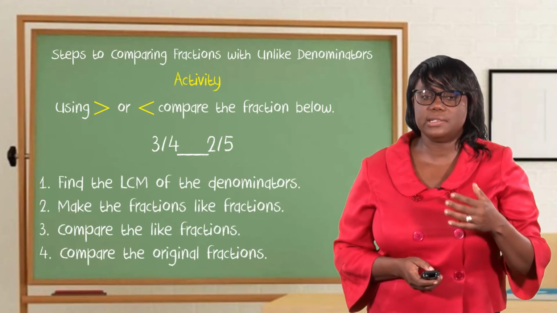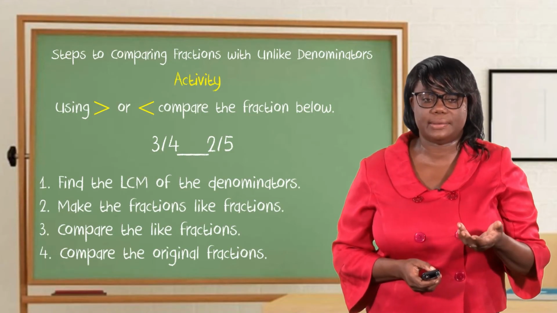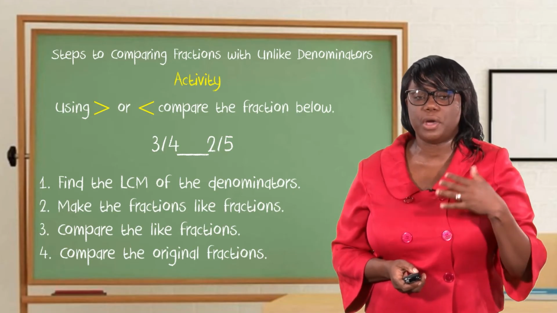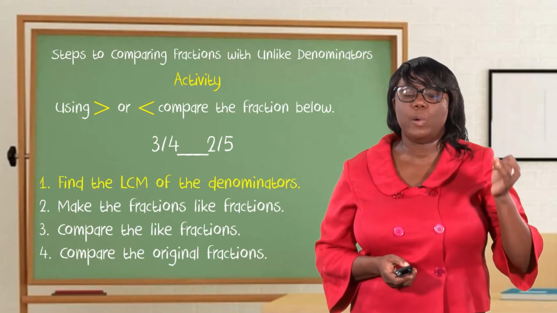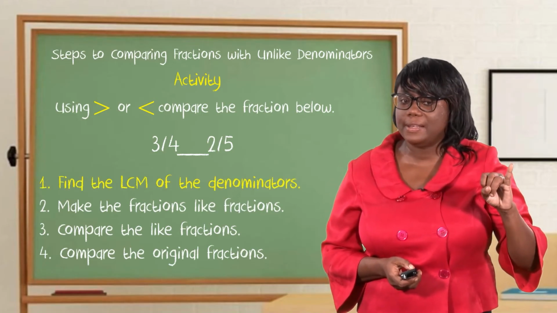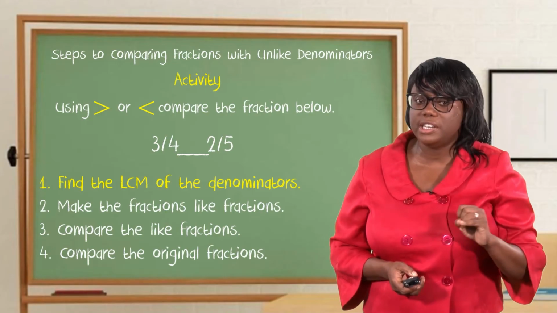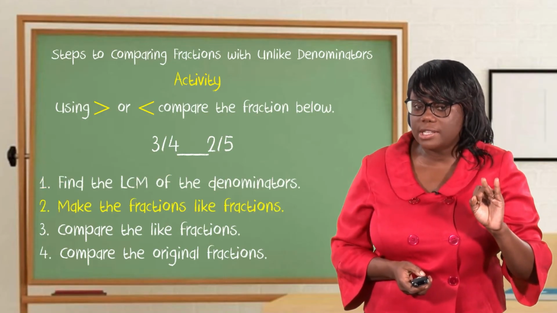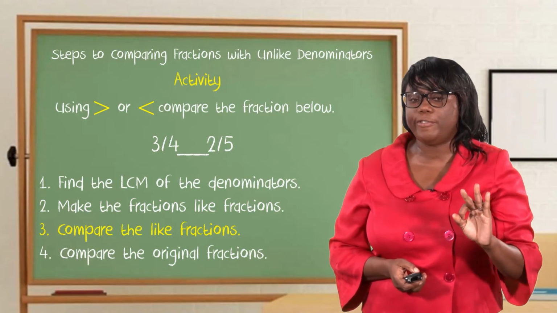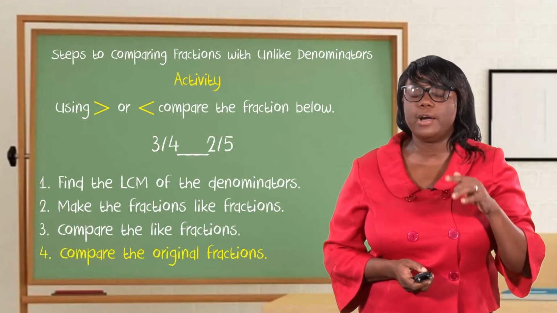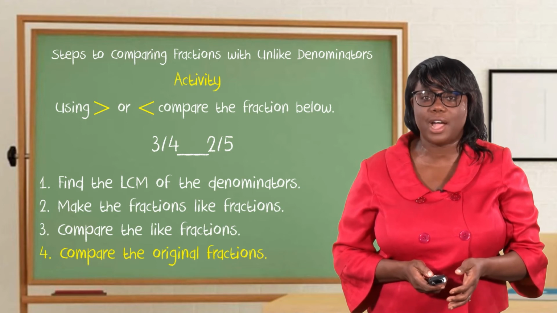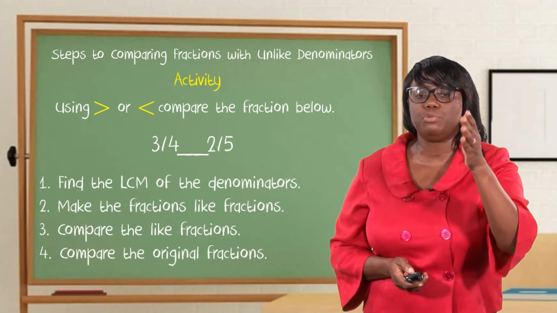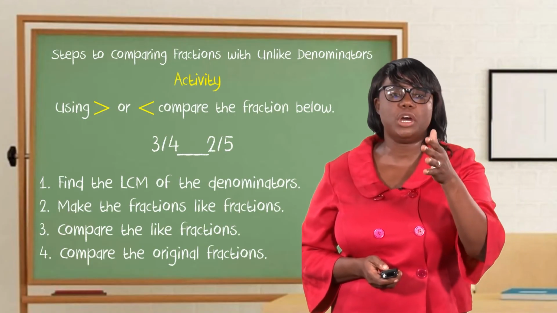Now, boys and girls, remember what the rule said. The rule said to compare fractions with unlike denominators, we must first find the LCM of the denominators. We make the fractions like fractions, we compare the like fractions, and then we compare the original fractions. So keeping that at the back of your head, I want you to do this one on your own.